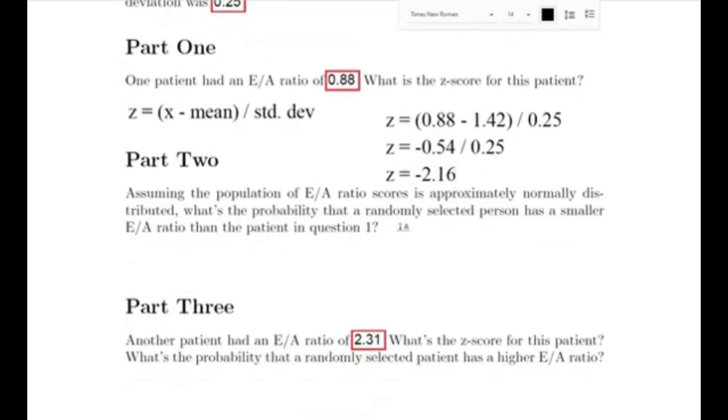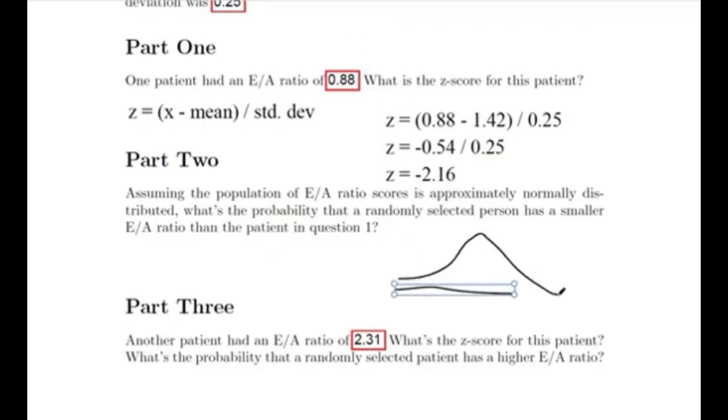For part 2, assuming it's normally distributed, that means we get to use the z-score table to help us calculate probabilities. What's the probability that a randomly selected person has a smaller EA ratio than the patient in question 1? So a z-score of negative 2.16 is to the left of z equals 0, obviously. And z equals 0 is the center of the normal distribution. When you convert your values to a z-score, you've recentered it at z equals 0. So negative 2.16 is over here. So if the center represents the 50th percentile line, then we should be expecting a small probability over here, right? And that's where we're going to use our table.